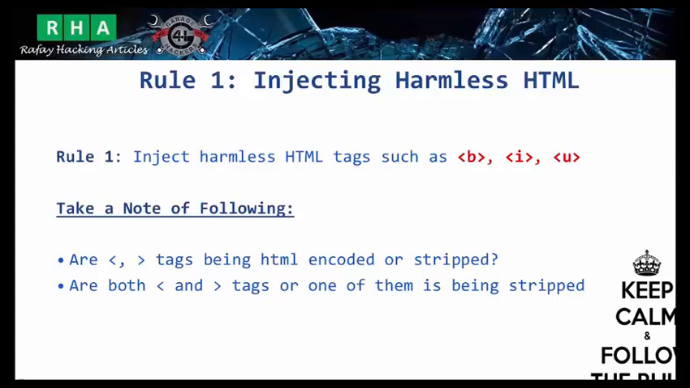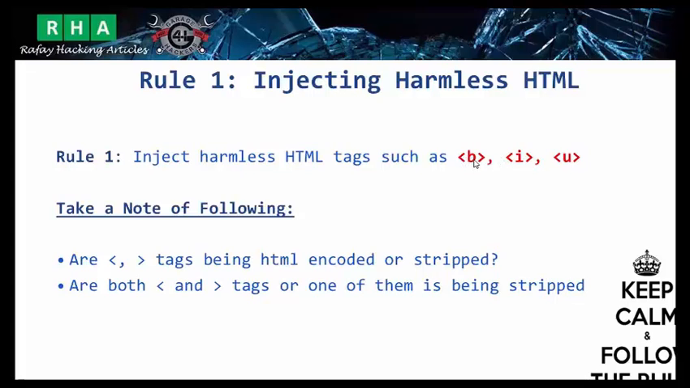So you are up against an application firewall. What would be the first payload that you would send? A lot of people would send a script alert, and what I would send is harmless HTML. So B tag, I tag, and U tag, which are known as harmless HTML tags.